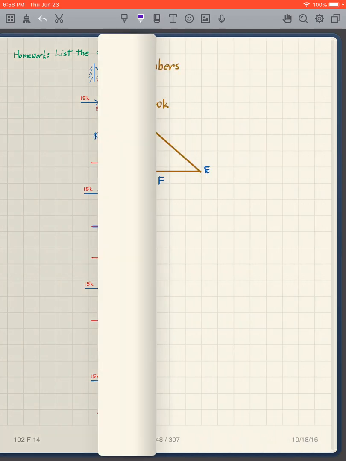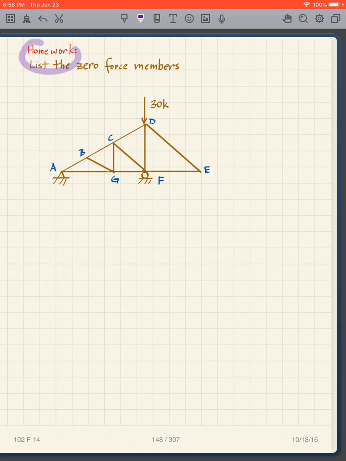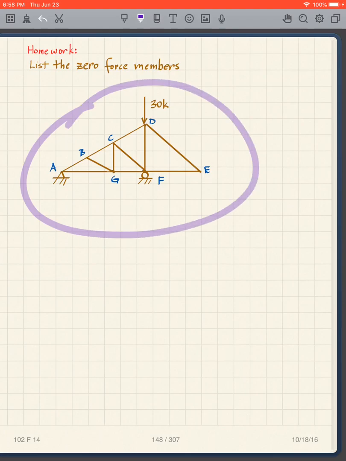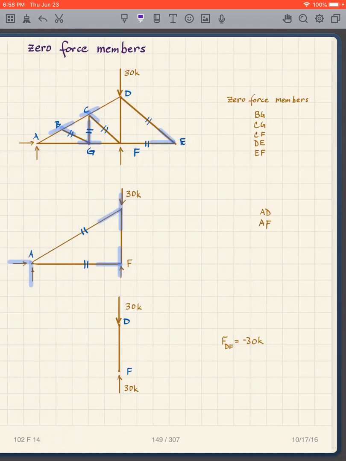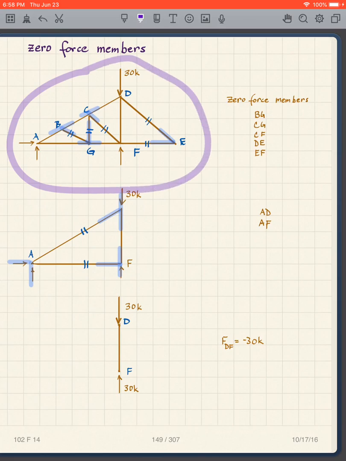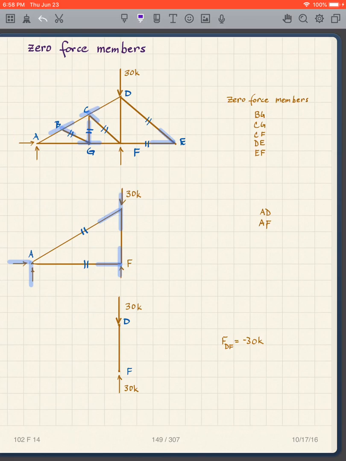Okay, so another homework. List the zero force members here. Okay, pause the video and do that one. All right, so this one, what happens? Let's start with the obvious ones. That's an L, so that means that one and that one are zero force.